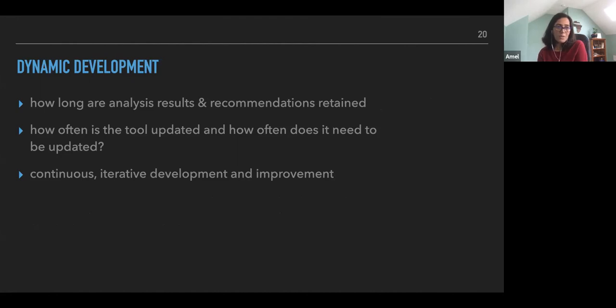It is also important to think about a dynamic development process where we think about how long the analysis results and recommendations are going to be retained, how often we need to update the tool, and how we need to go about that. And an agile process based on continuous and iterative development and improvement is certainly a good way to go about that.